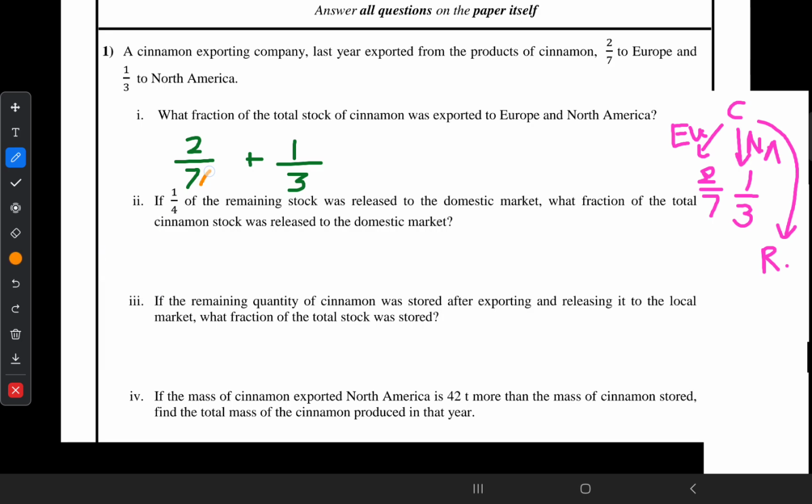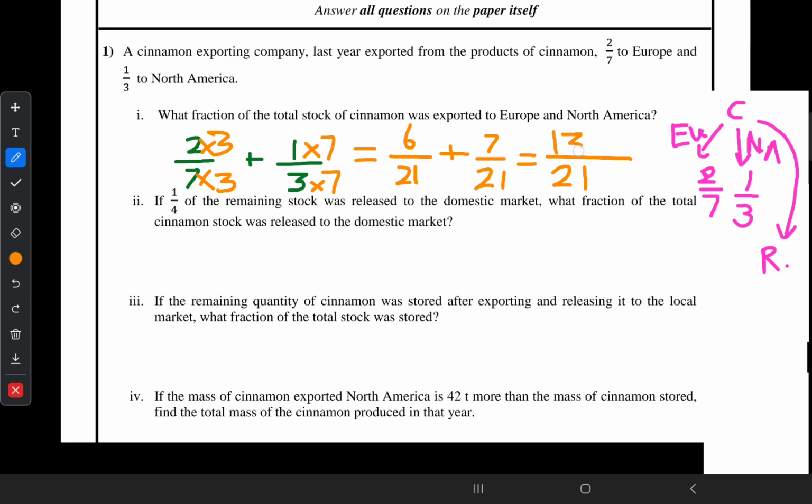While adding, these two are different denominated fractions. So you should multiply this fraction by the next denominator and the next fraction by the previous denominator. So it will become 6/21 plus 7/21. Then we have to add these two things. 21 remains as a common denominator in numerators. 6 plus 7, that would be 13. Okay, these two became 13/21.